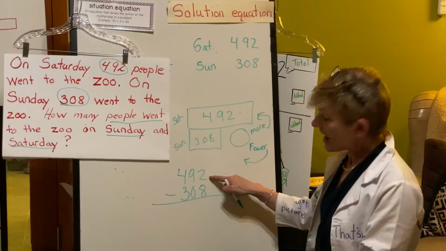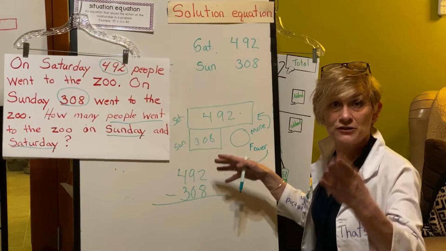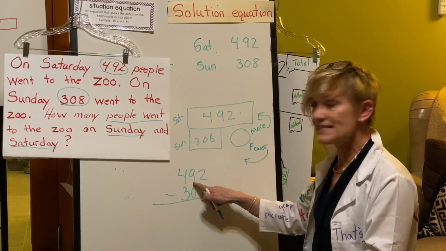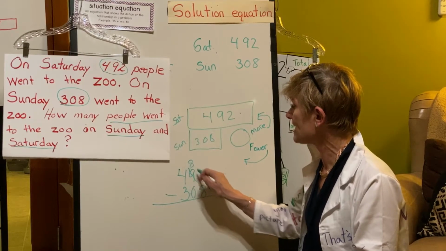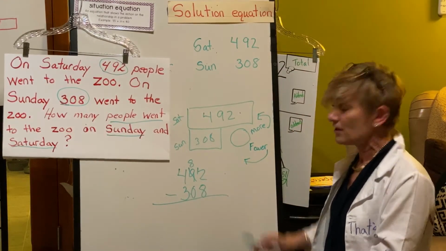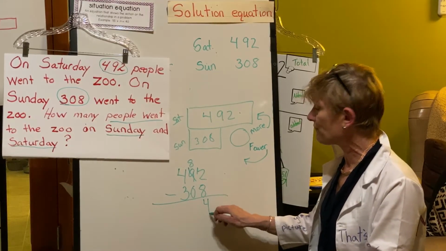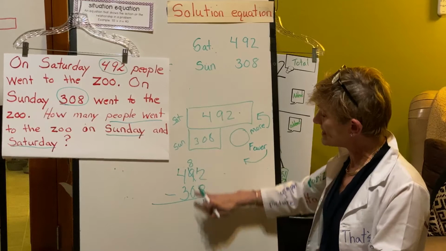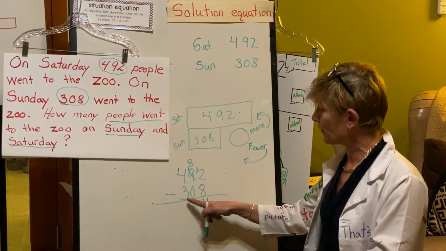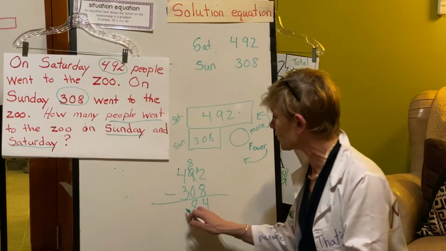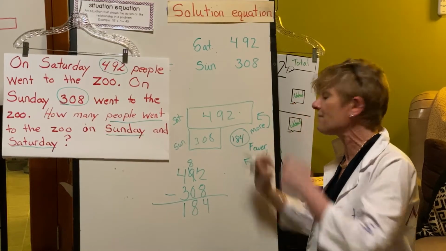Well, 8, I cannot get 8 out of that 2. I can't. So I need to ungroup a 10. I have 9 tens in 492. Take one of those 10s, leave 8 tens, and bring that 10 over. You can see that 12, take away 8. Very good. 4 ones. 8 tens, take away no tens, leaves it at 8. 400, take away 300. Thank you. 100. The difference is 184.